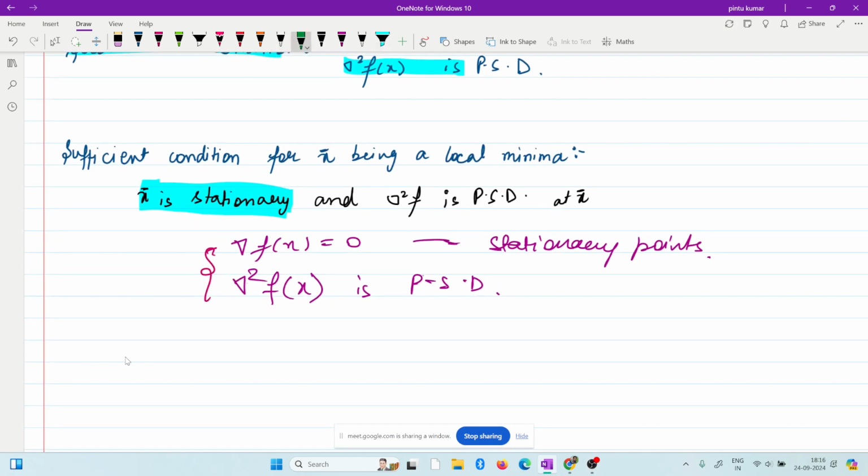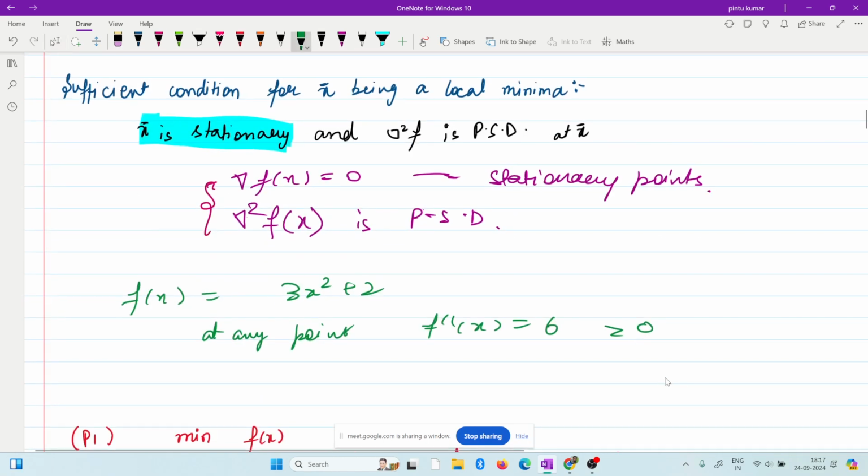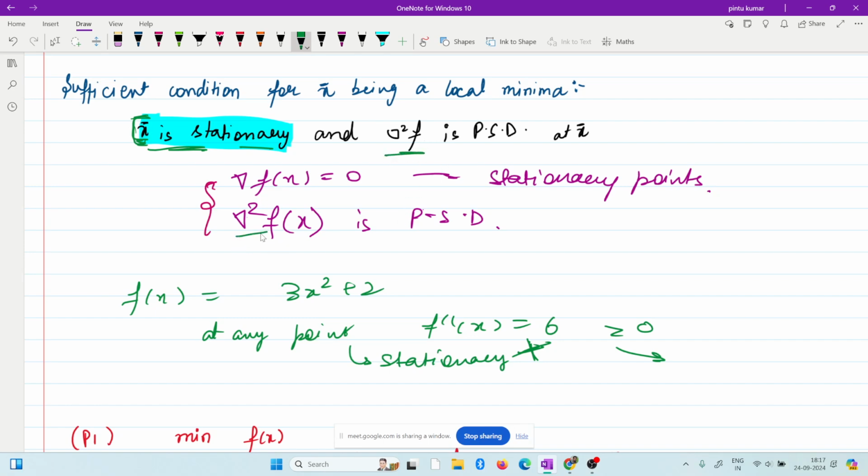It's intuitive, because let's say you had a function like f of x equal to 3x square plus 2, the example that we saw. At any point, f double dash x is always 6, which is greater than 0, right? But any point is not a local minima, right? So first you need to check whether a point is a stationary point or not. And then if you merge it with the condition that your f double dash x is greater than 0 or less than 0, you are able to infer whether it's a local minima or a local maxima. So that's why it is necessary that x bar is a stationary point, and then you check whether your Hessian is positive semi-definite or not. You need to satisfy both these conditions in order to guarantee that your point x is a local minimum.